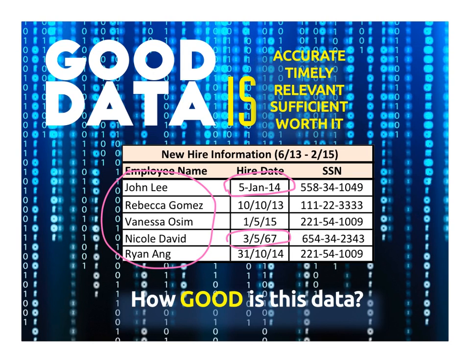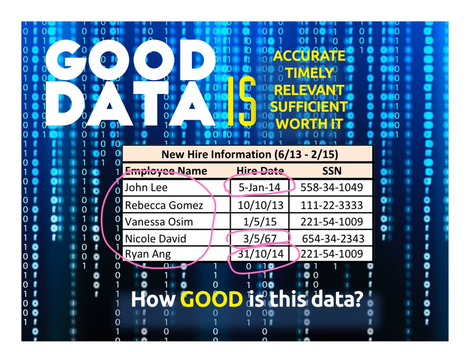Last in the hire date column, let's look at Ryan Ang's hire date. If I look at the first piece of data, 31, that doesn't look like a month. If I look at the second piece of data, 31-10-14, that actually seems like a reverse from month, day, year to day, month, year. This is a different format. Okay, so we've found a few discrepancies in hire date.